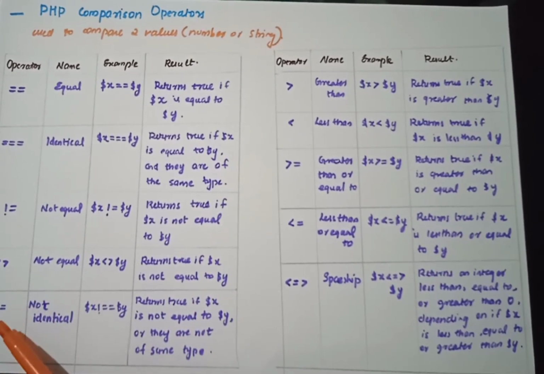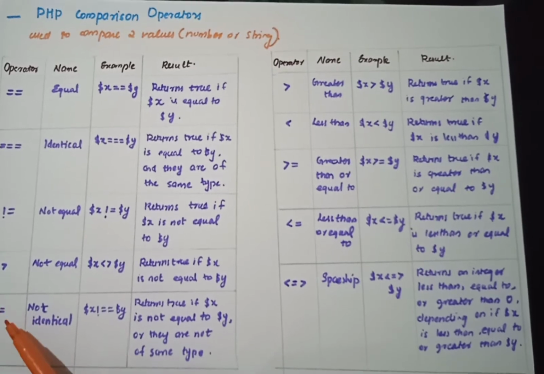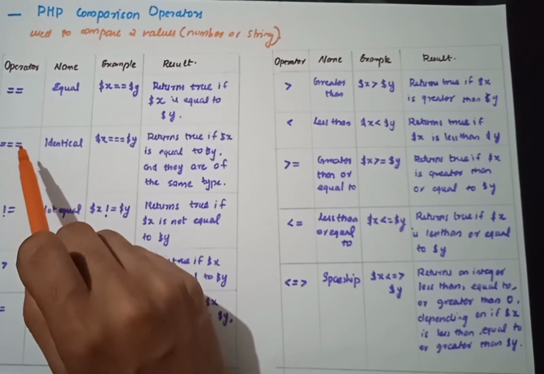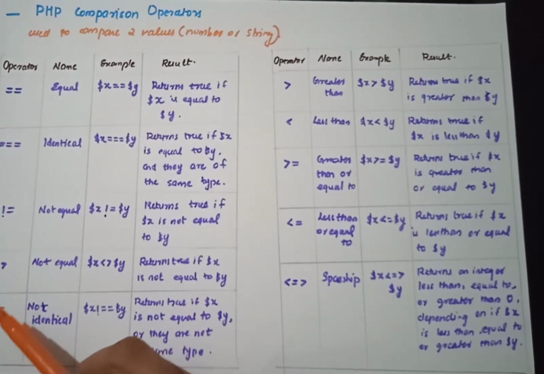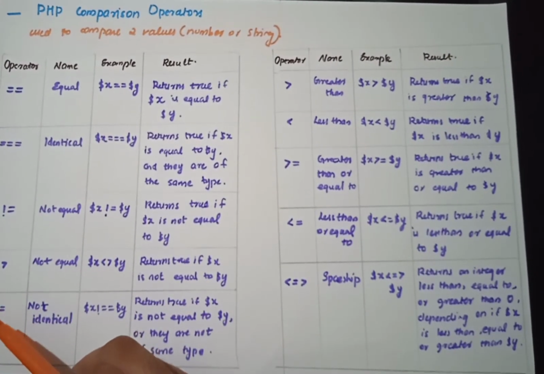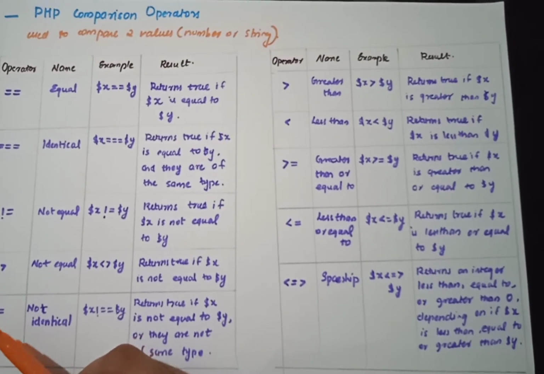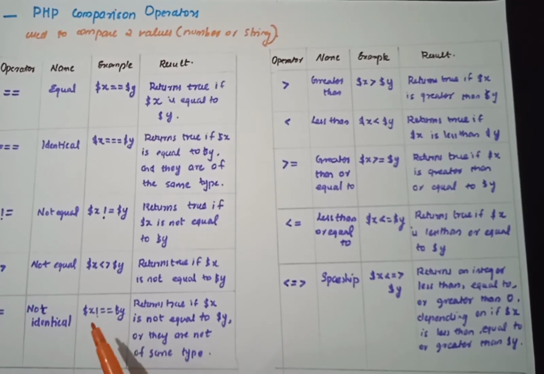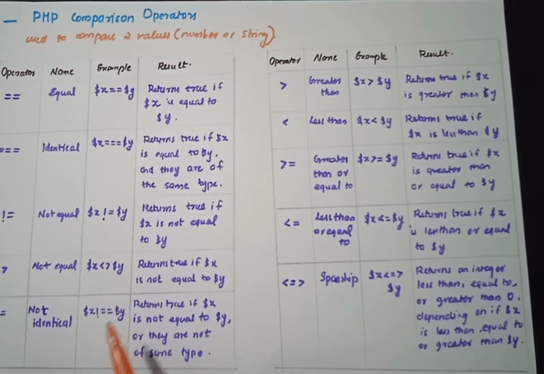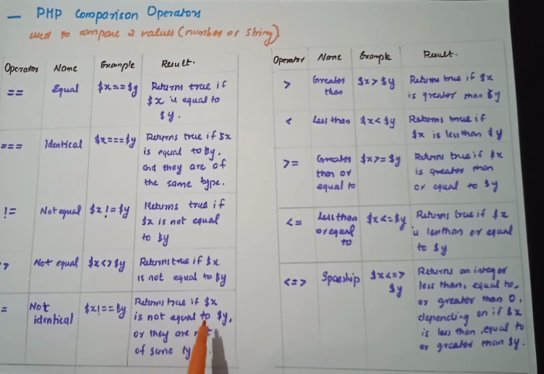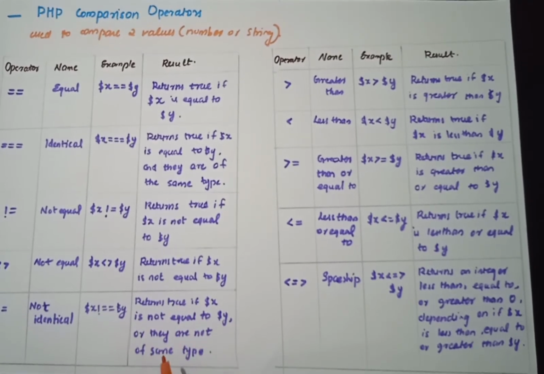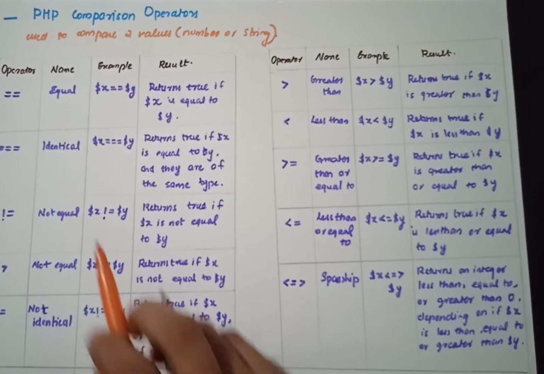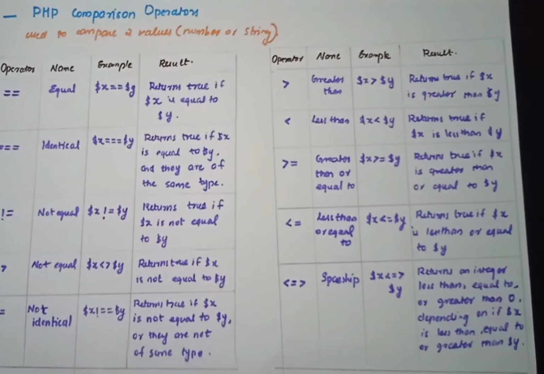Okay, so the next one is not identical. As you can see, identical has three equal symbols, and here one has been changed to a not symbol. That means whenever you need to check whether two variables are not identical, you need to write an expression like this, and it will return true if x is not equal to y and they are also not of the same type. Okay, this is exactly the opposite of what happens in identical.